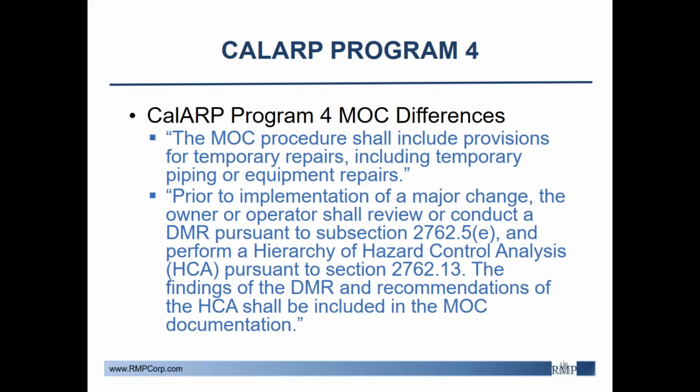Program 4 specifically states conducting an MOC for temporary repairs, including piping and equipment repairs. We recommend having an MOC program for these types of repairs if you are Program 3 or even 2, but Program 4 specifically requires this in the regulations. The Program 4 facilities will have to not only perform a safety review, but also need to include a DMR and HCA in the MOC documentation, which we recommend being done in tandem with the PHA if one is required.